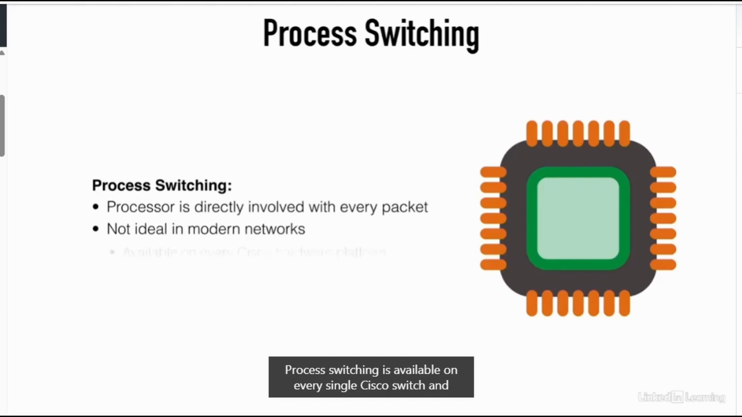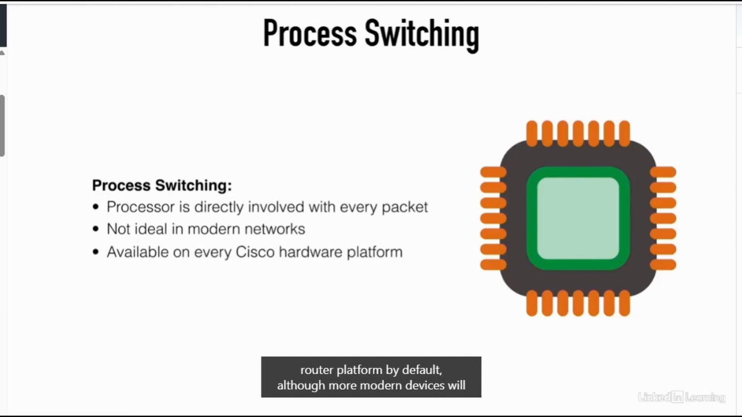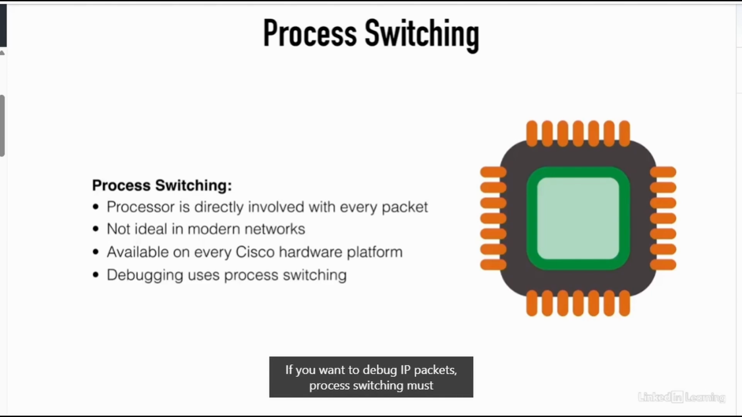Process switching is available on every single Cisco switch and router platform by default, although more modern devices will not use process switching as the default method. If you want to debug IP packets, process switching must be enabled for that. These types of packets are always process switched. And other than that, I can't really think of a good reason to completely disable the more modern switching options, such as fast switching or CEF, Cisco Express Forwarding, in favor of process switching. It's just not ideal. There's really no reason on our modern networks to ever rely solely on process switching.